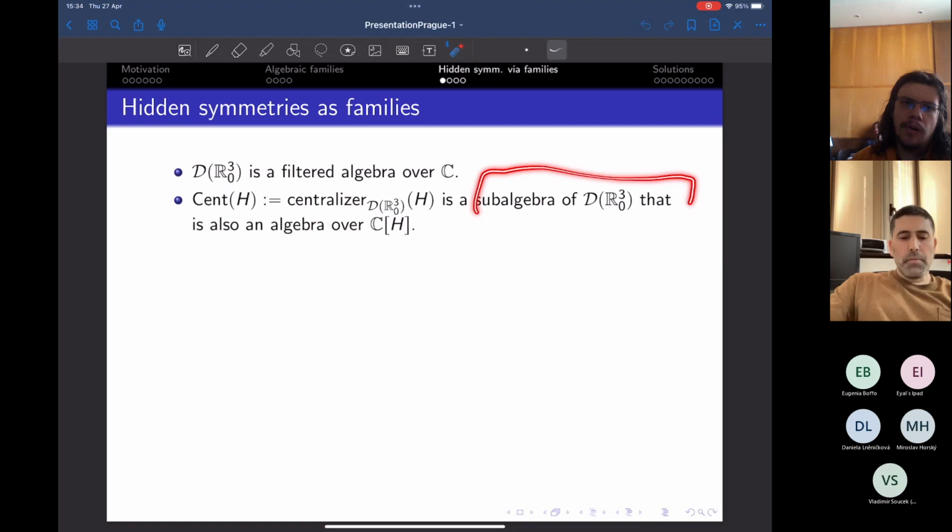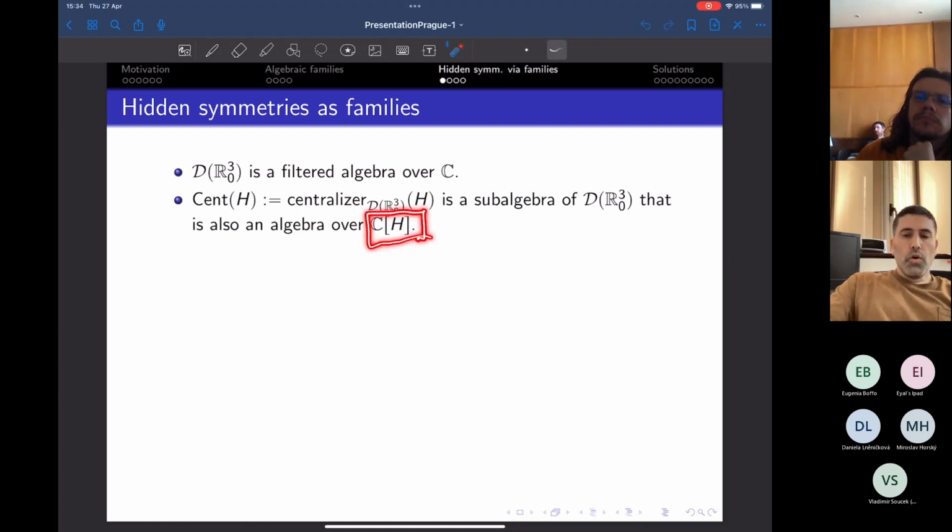The centralizer is a subalgebra, namely a complex algebra, but it is more than that. It is also an algebra over polynomial functions in H, polynomial expressions in H. H is the Schrödinger operator, because H commutes with everything in the centralizer, and all expressions in H commute with anything in the centralizer. So recall my remark when we talked about families of Lie algebras, which are the same as a Lie algebra over the ring of polynomial functions in one variable. So the same goes in this associative algebra case.